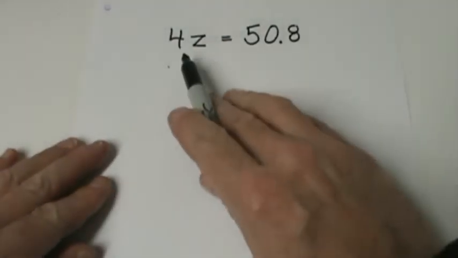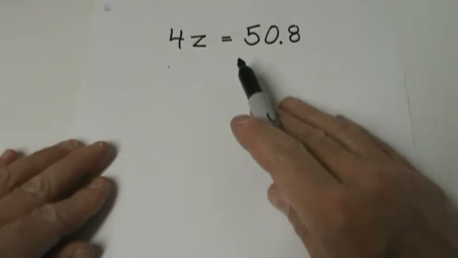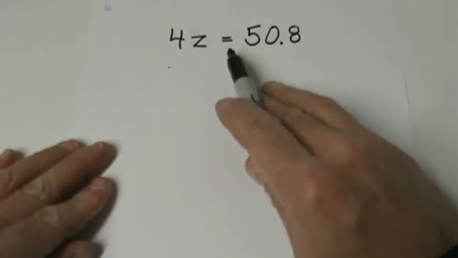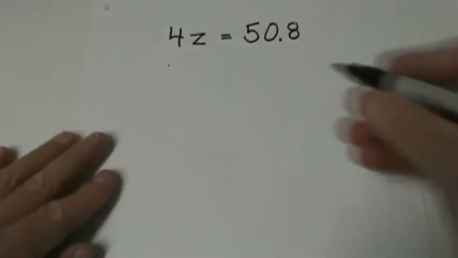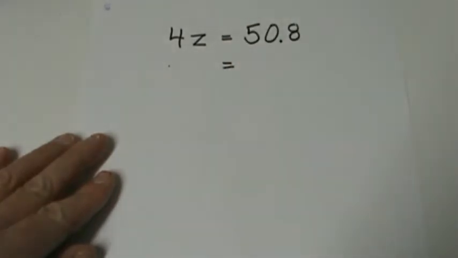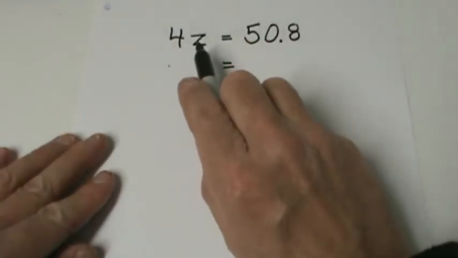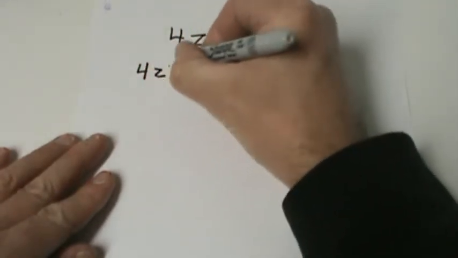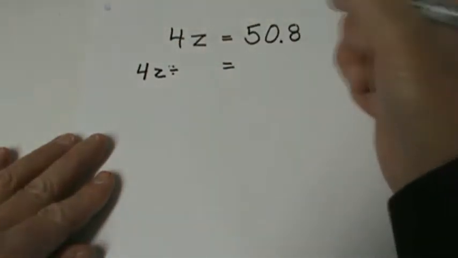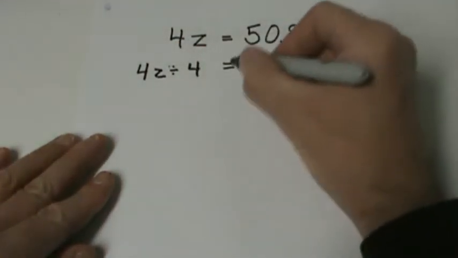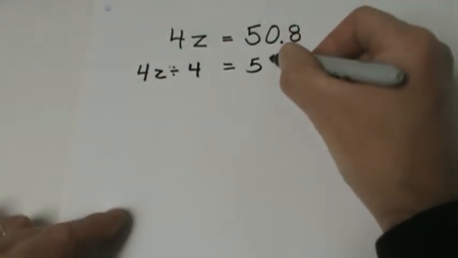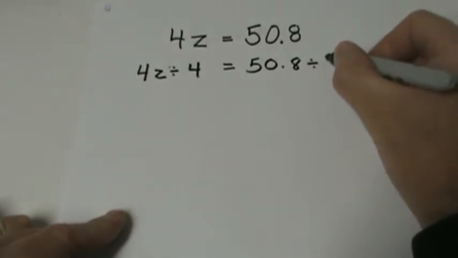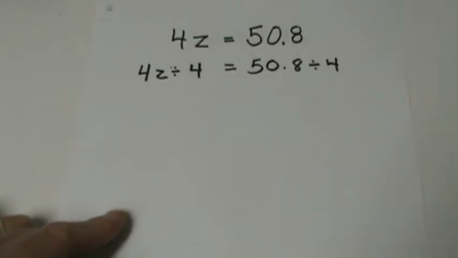Okay, and again, you read your equation to begin with, and we see we have 4 times some unknown number z equals 50 and 8/10. Well, again, if we set it up in layers, algebraically, we know that the inverse of multiplication is division, so we're going to take 4 times z and divide it by 4. And then we know that if we divide on the left side, we also have to divide on the right side. And we're dividing by 4 because that's what we multiplied by.